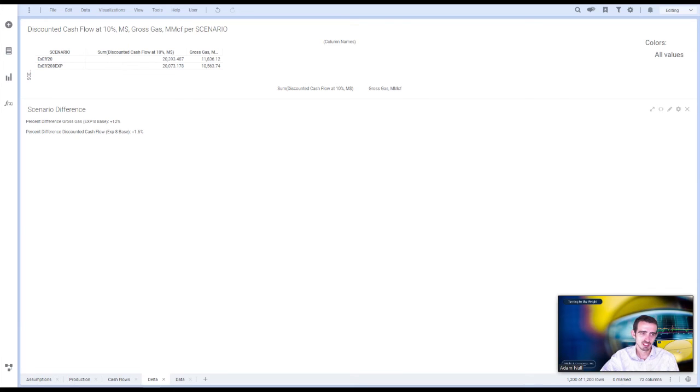However, if we look at the difference in cash flow, discounted cash flow that is, we'll see that the power of that discounting comes into play. So here at the 8% terminal decline, we're at 20.07 million, and going to the 5%, we only go to 20.4 million. So that's only an increase of 1.6%.